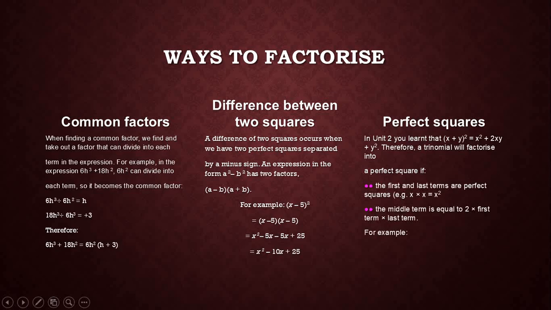For example, x² + 10x + 25 is equal to (x + 5) multiplied by (x + 5), which will be (x + 5)².